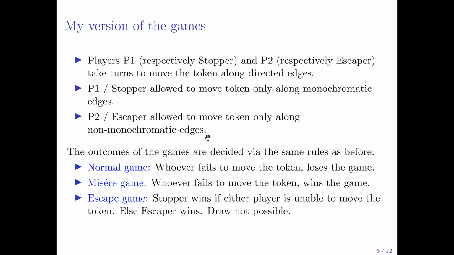But the outcomes are decided by the same rules as before. So normal game is lost by whoever fails to move the token. Misère game is won by whoever fails to move the token, and escape game, again, if either player is unable to move the token, then stopper wins, otherwise escaper wins. And once again, draw here is not possible. Okay, so this is the setup for my games.